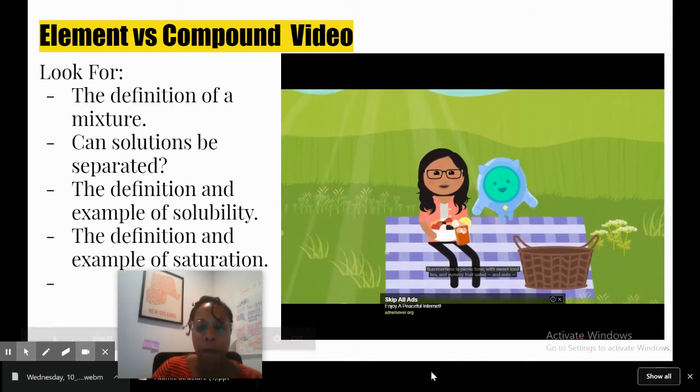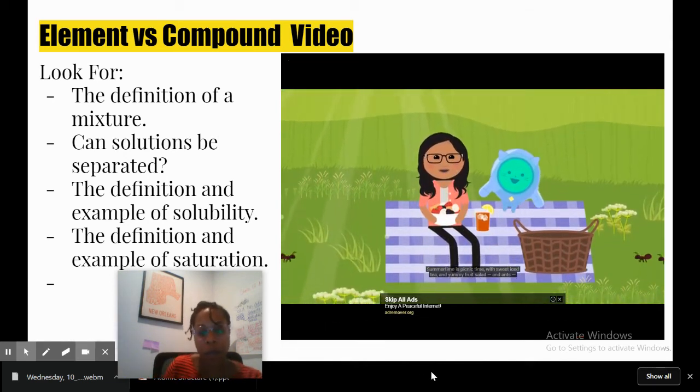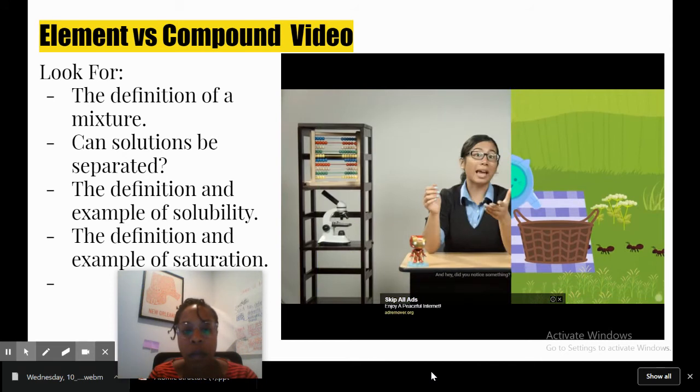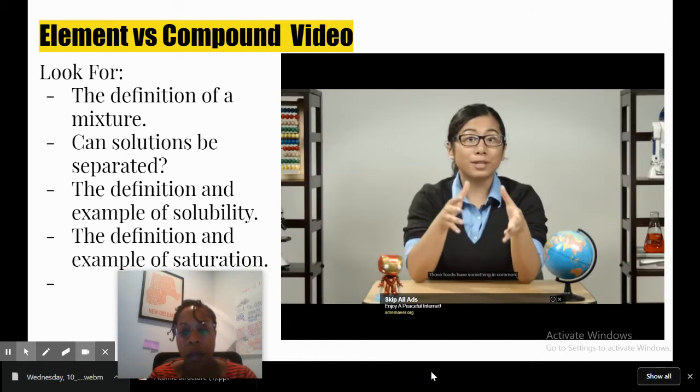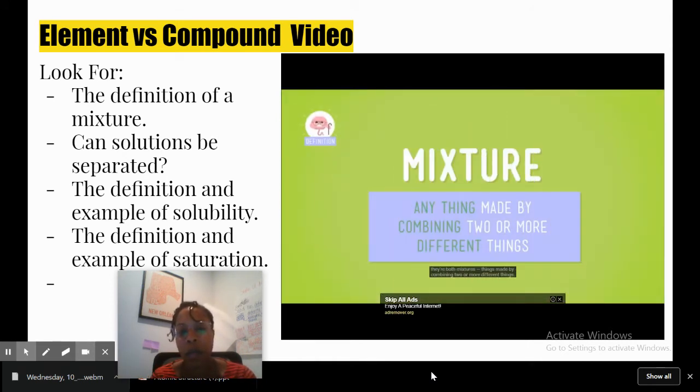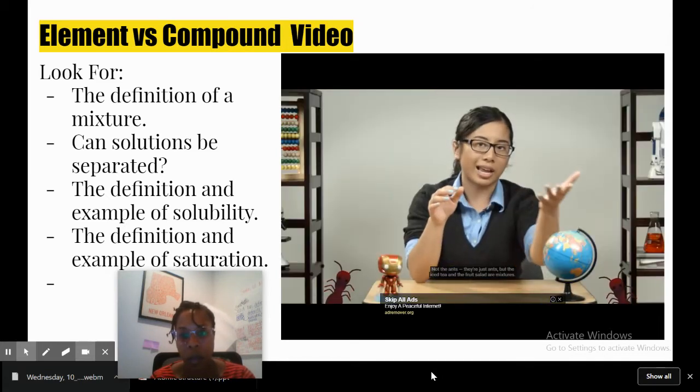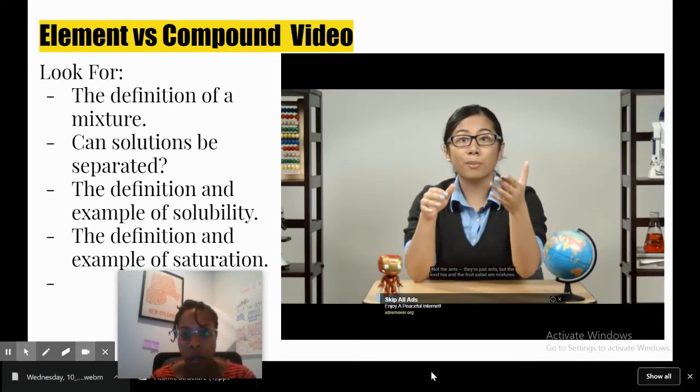Sweet iced tea and yummy fruit salad. And ants. But still, yummy fruit salad. And hey, did you notice something? Those foods have something in common. They're both mixtures. Things made by combining two or more different things. Not the ants, they're just ants. But the iced tea and the fruit salad are mixtures.